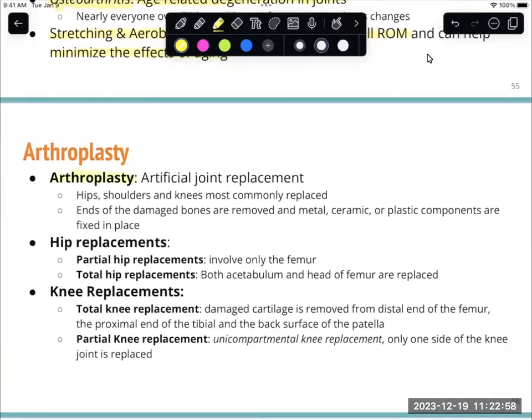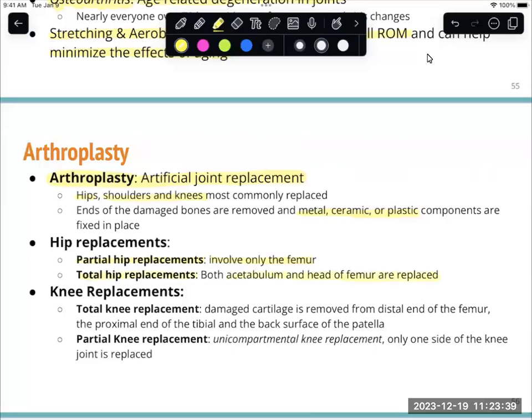Arthroplasty. This is putting artificial joints in. They can put artificial joints in hips, shoulders, and knees. Those are the most commonly done. They can do others, but those are most common. And total versus a partial replacement is going to depend on what type of damage. They have metal, ceramic, or plastic that they can use to help replace those different joints. So in a hip replacement, we have a partial, which involves only the femur, a total, which is going to involve both that acetabulum and the head of the femur.